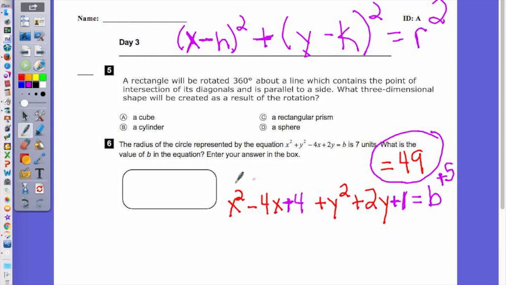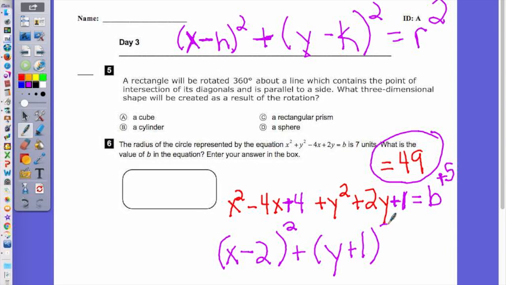We completed the square. In order to make this a perfect square trinomial, we added 4 here. To make this y part a perfect square trinomial, we added 1. 4 plus 1 is 5, so we have to add 5 to the right side of the equation. Okay, so now I'm going to factor this. This is x minus 2 quantity squared. This is y plus 1 quantity squared.